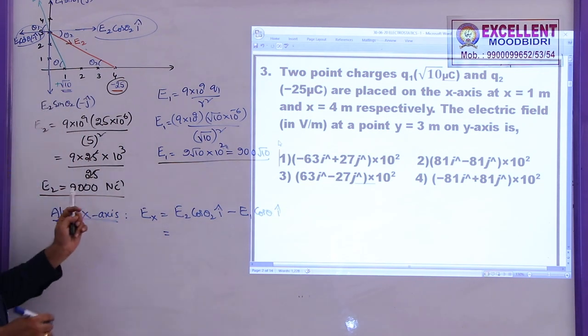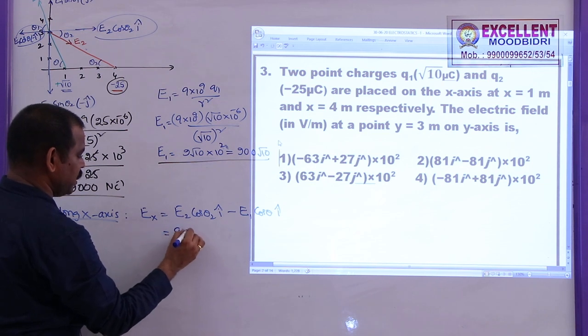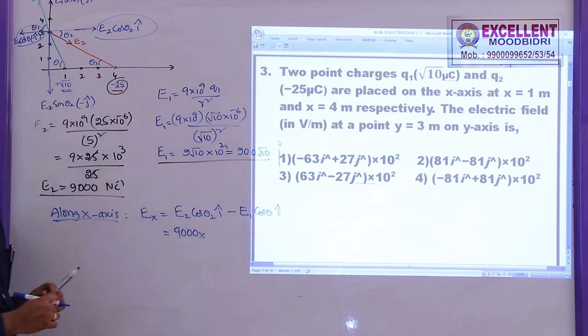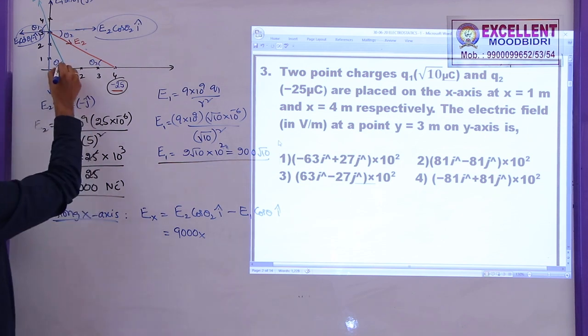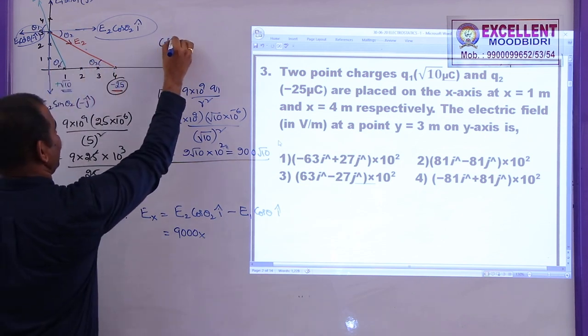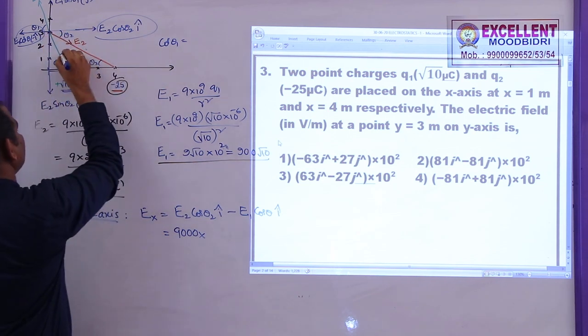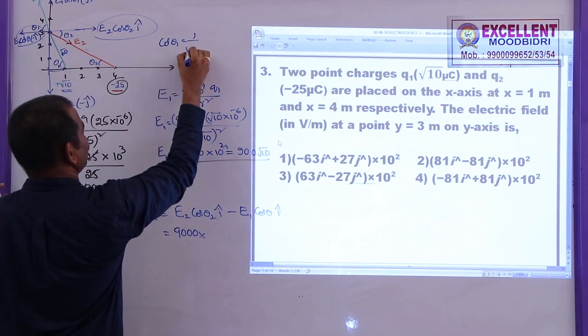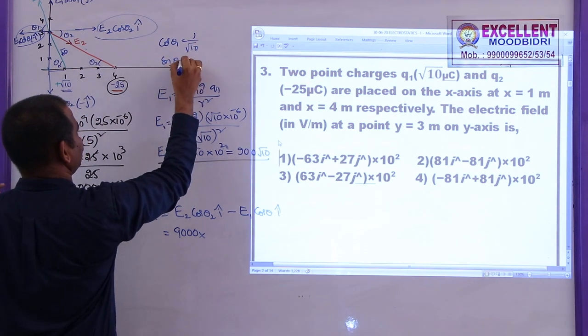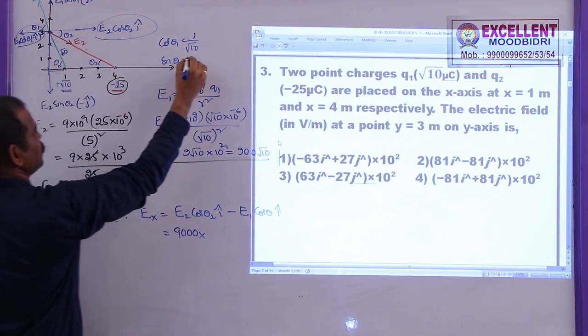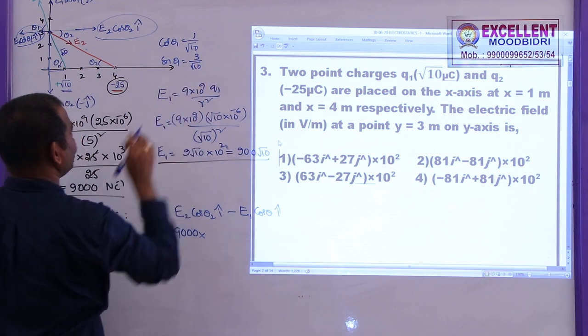What is E2 value? 9000. So this is 9000, and I need theta 2 and theta 1, because I need to find sin theta as well as cos theta. Now this is theta 1. So cos theta 1 is adjacent side 1 by hypotenuse root 10. So this is root 10, this is 1 by root 10. Sin theta 1, opposite side by hypotenuse, this is 3 by root 10.